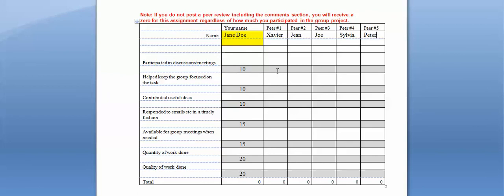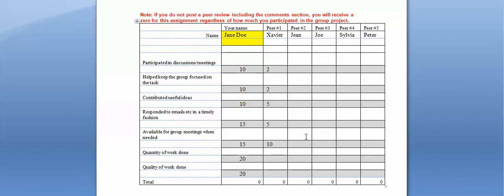And then you are going to grade that person, and you're going to use this grading scale right here on the left hand side under your name. You're not grading yourself, you're grading everyone else. So if Xavier didn't really participate in the discussions and meetings, he only came to one or two of our discussions, I'm going to give him a 2. Because he didn't participate much, I can only give him out of 10 points 2 in terms of keeping us focused. In terms of contributing ideas, not so much. Out of 10 points, maybe I give him 5. He didn't respond very much. When he did, it was late, but I'm going to give him 5. He was available for group meetings most of the time, so I'll give him 10 here.